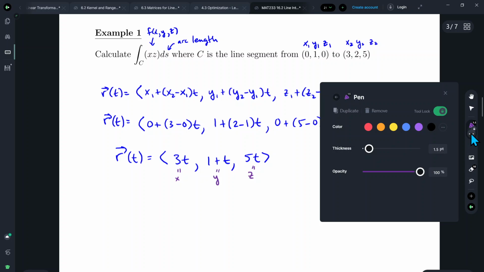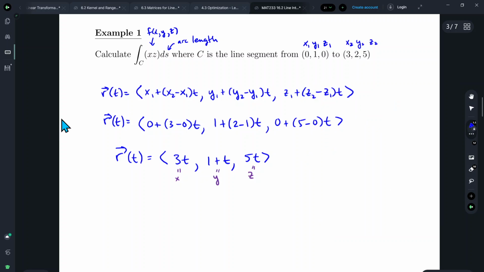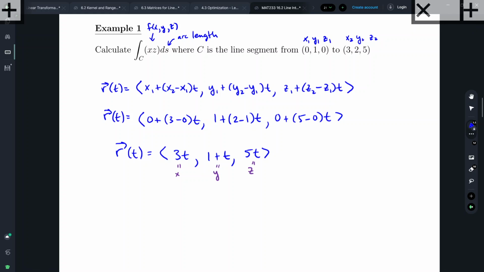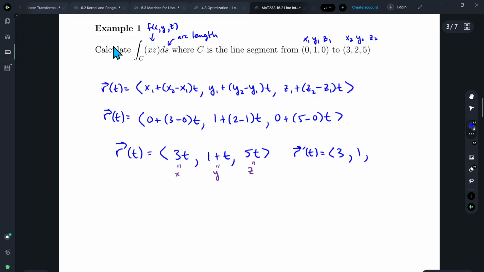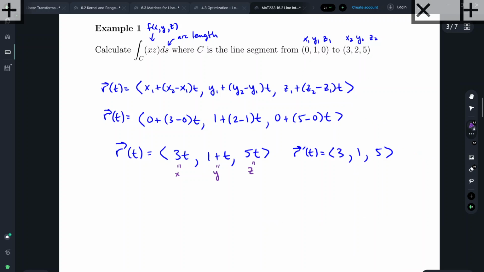Okay, so before we calculate the line integral, we're going to involve the arc length component, right? So we need r prime, the derivative. That's 3, this would be 1, and the derivative of the z component will be 5. So this is x prime, y prime, and z prime.